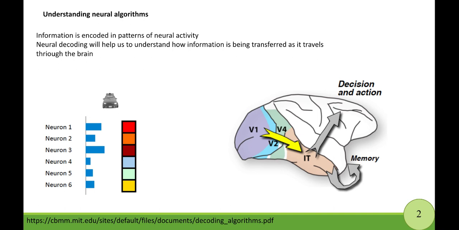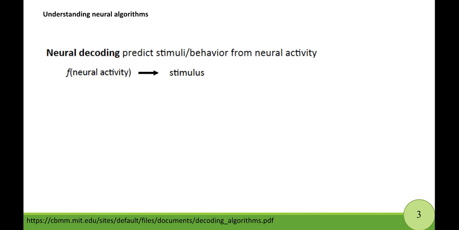So when we encode this, the purpose of these neural decoding algorithms or methods is to take this neural activity and predict what the stimulus was. Let me walk you through how we can build such a framework.